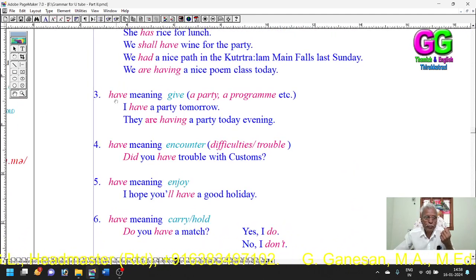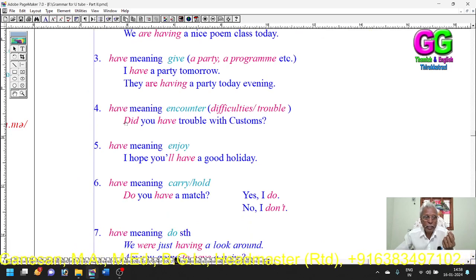Third use: have meaning give, a party, a program, etc. I have a party tomorrow. They are having a party today evening. Then have can be used in the meaning of encounter, that is, difficulties or trouble. Did you have any trouble with customs?